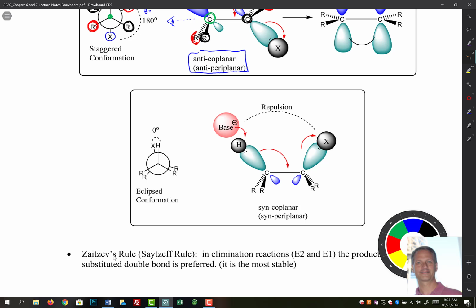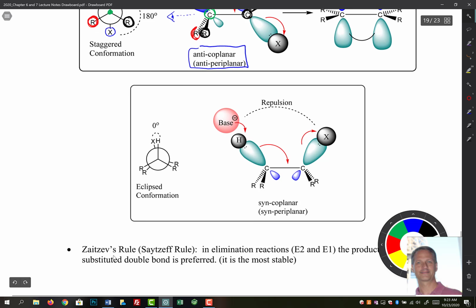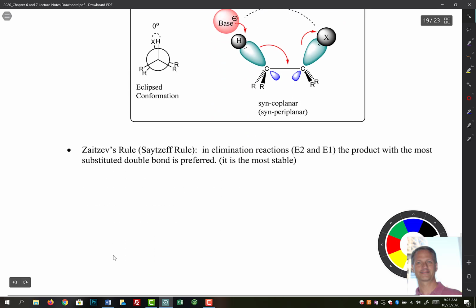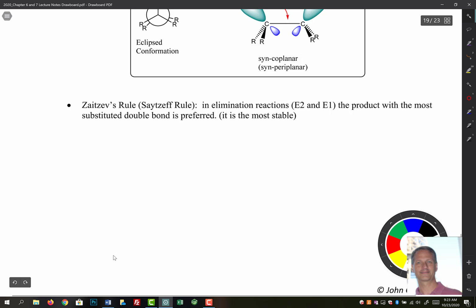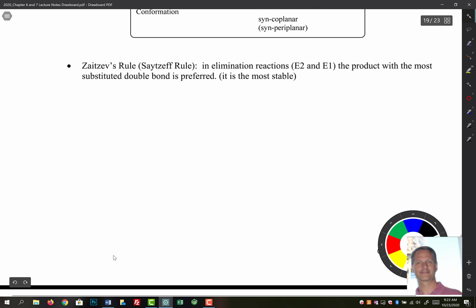Now what this leads to is something called Zaitsev's rule. I know in our last little lecture segment we mentioned what the Zaitsev product was. What this says simply is this: in elimination reactions, this is E2, and by the way, we haven't seen E1 yet, but it pertains to E1 too, the product with the most substituted double bond is preferred.